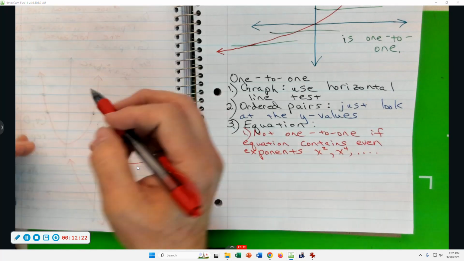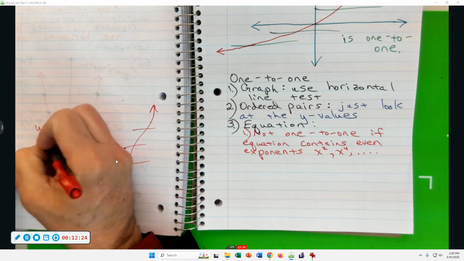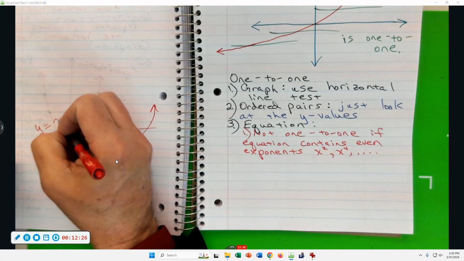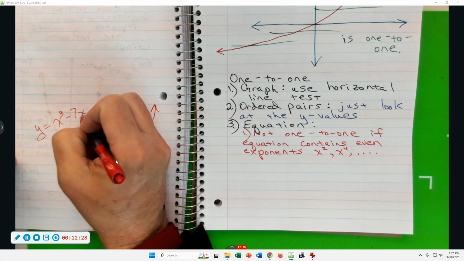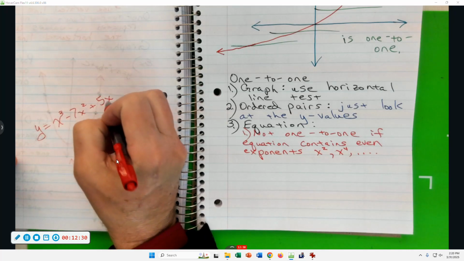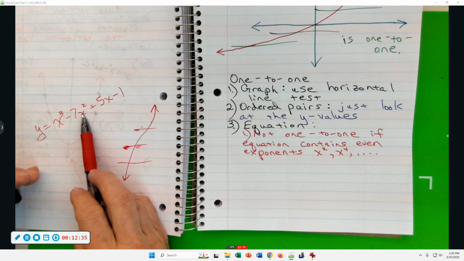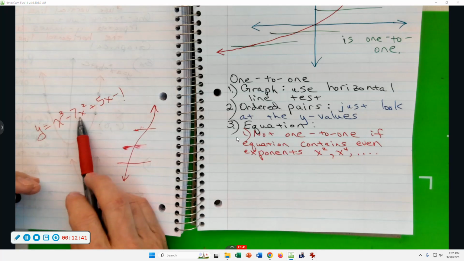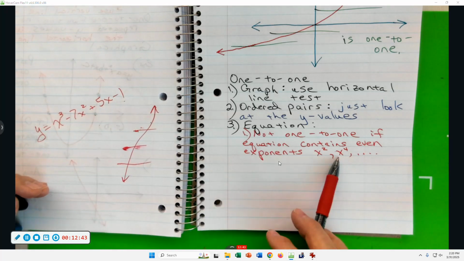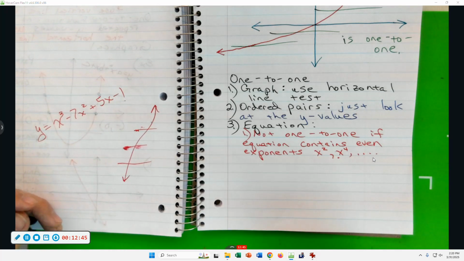Now, if it's something like, don't bother writing this down, x cubed minus 7x squared plus 5x minus 1, I'm betting that x squared right there means it's probably not going to be 1-to-1. If your equation contains even exponents, probably not 1-to-1.